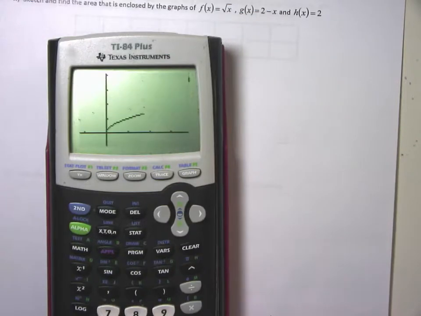So there's the square root of x graph. There's the 2 minus x graph. Here is the 2 graph. That is my region captured by all 3 of these functions. That's what you got to identify. Where's the region captured when you got more than one equation?